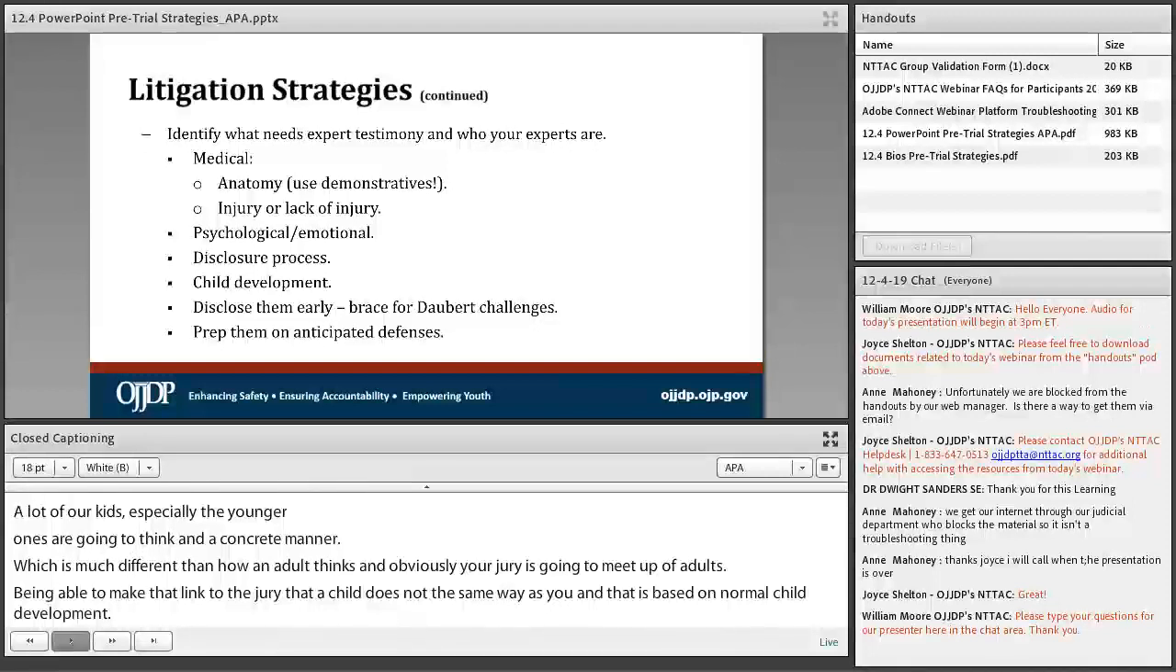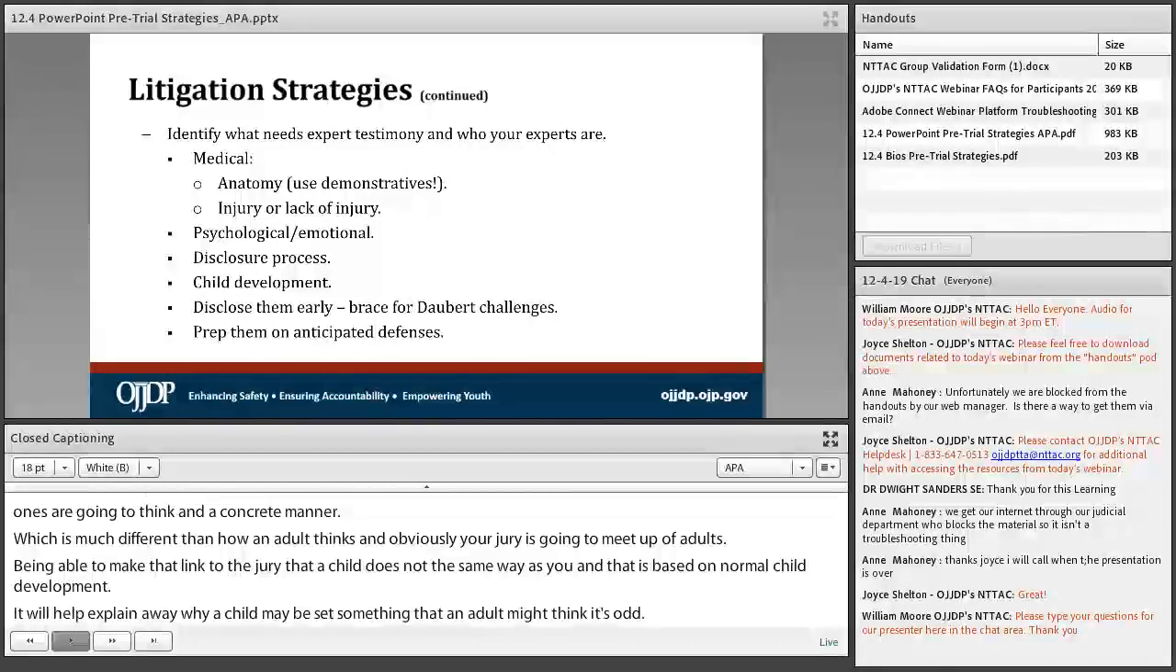So being able to use your doctors, your forensic interviewers, your social workers, nurses, and even your family members. They could potentially be an expert in that particular child and their behaviors.